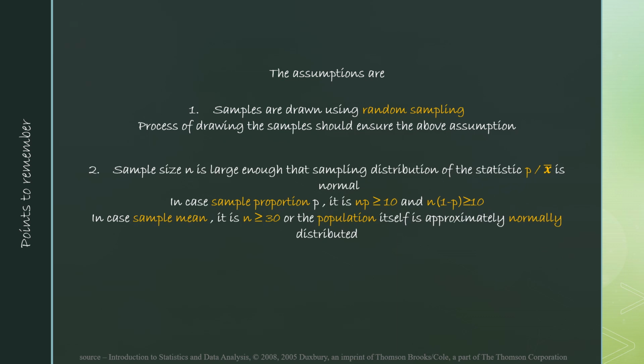Number 2. Sample size n is large enough that the sampling distribution of the statistic, either p or x bar, is normal. In case of sample proportion p, it is np greater than or equal to 10 and n multiplied by (1 minus p) greater than or equal to 10. And in case of sample mean, it is n greater than or equal to 30, or the population itself is approximately normally distributed.